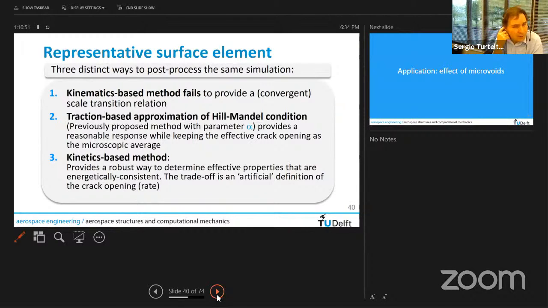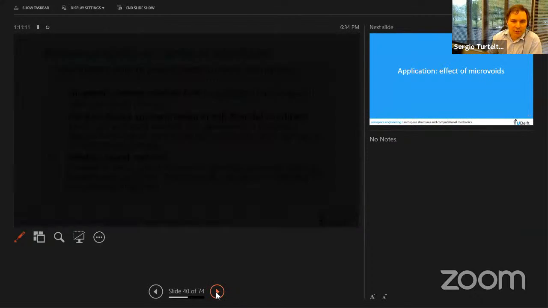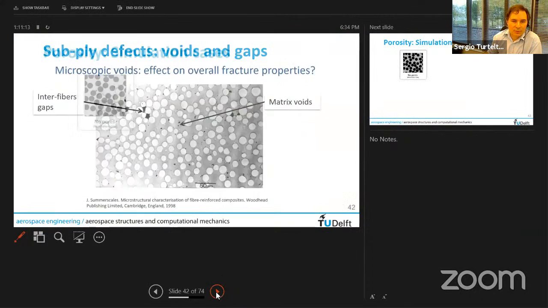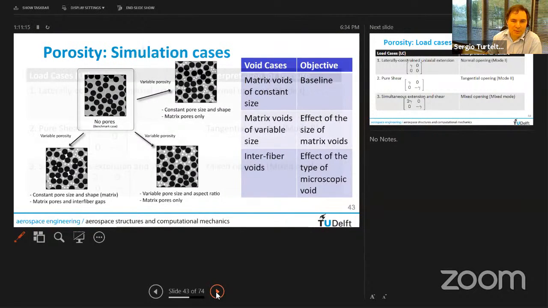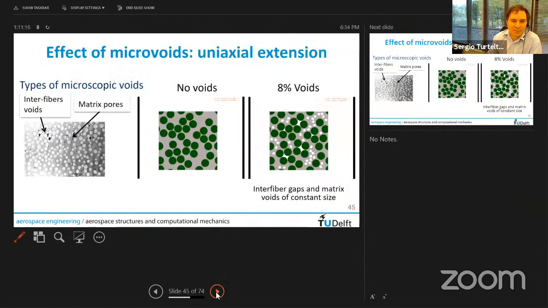And then this kinetic space method, in a way, was just giving up on the definition of what the crack opening is. But as a trade-off, it seems to be in general quite good in terms of what it should do. I'm going to just very quickly go to my last slide. So I'm going to skip all this. I will not show you all this because there was no time.